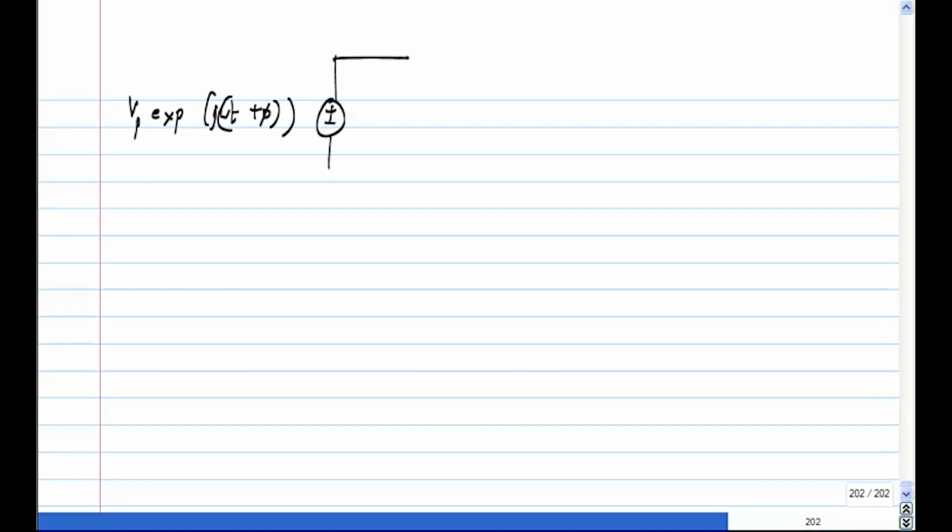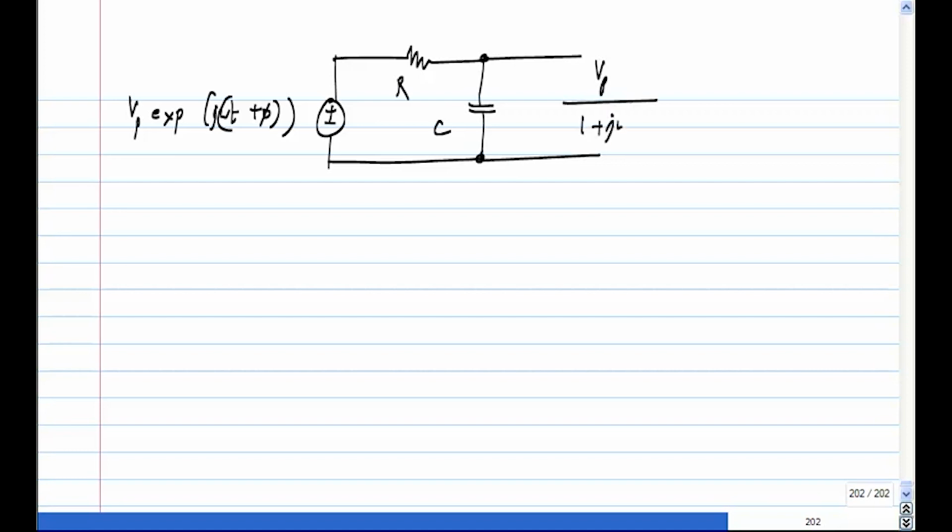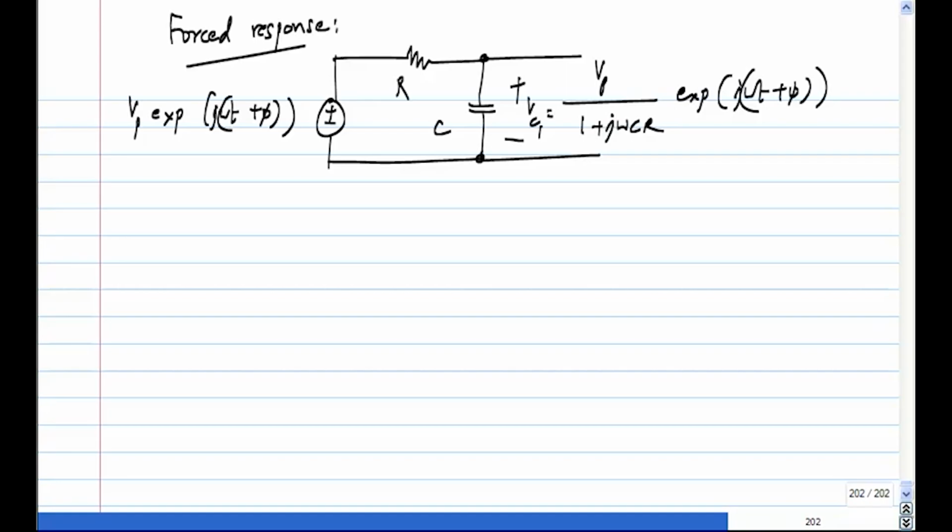If this is the source, R and C, the solution is Vp by 1 plus j omega CR exponential j omega t plus phi. Okay, this is the forced response. Again, we are only talking about the forced response here. And if you had Vp cos omega t plus phi as the excitation, the response would be the real part of this. So what is the real part of this?